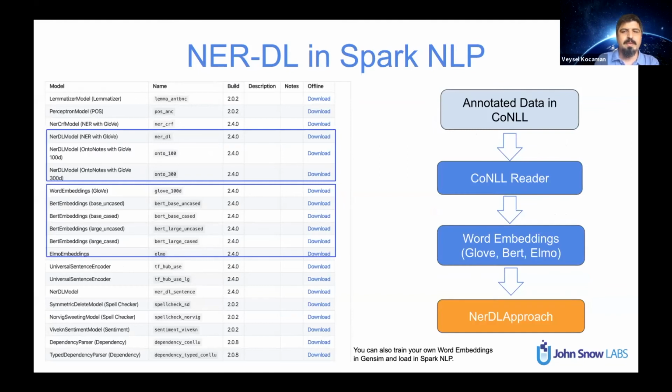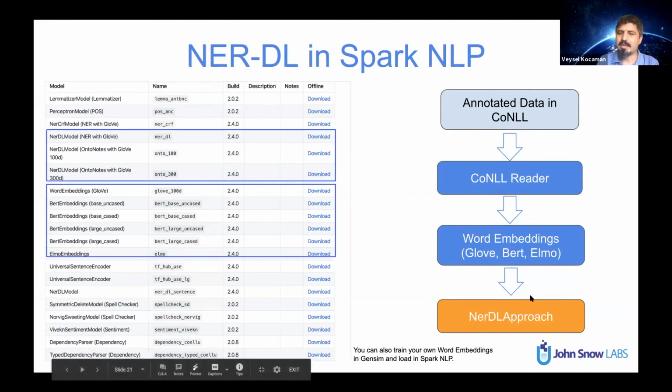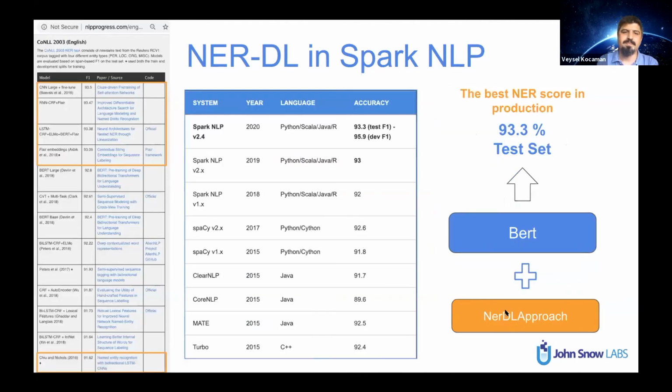So we take the CoNLL data, and we have a CoNLL reader converting it into a Spark data frame. We can use any embeddings, like 100, 300, 768, 500 dimensions. Any embeddings in Spark NLP you can use to vectorize your words and word features. Then comes the NER DL approach. This is the heart of the model, where the char CNN-LSTM architecture lives.